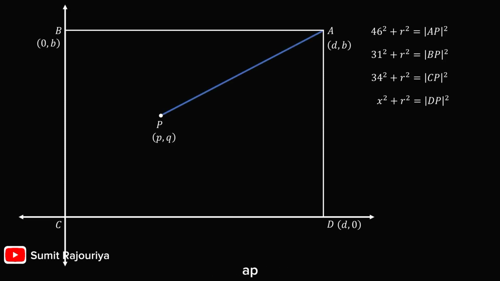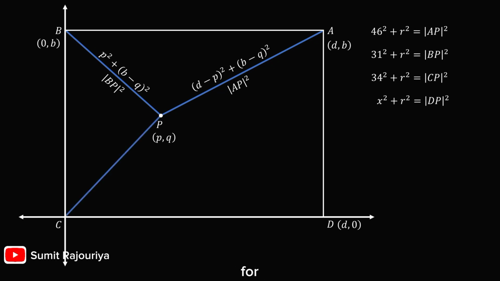Now construct AP. Let's calculate the squared distance of AP. We can use the distance formula to get that this is equal to the square of d minus p plus the square of b minus q. Let's do the same thing for BP. The square of the distance BP is equal to p squared plus the square of b minus q.